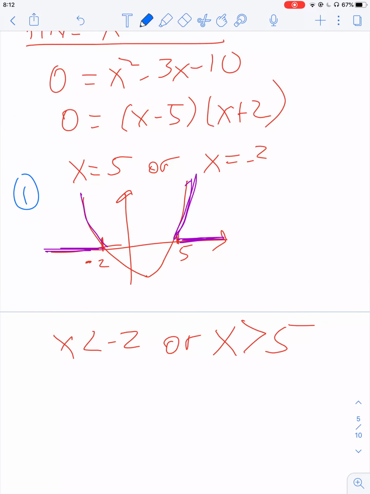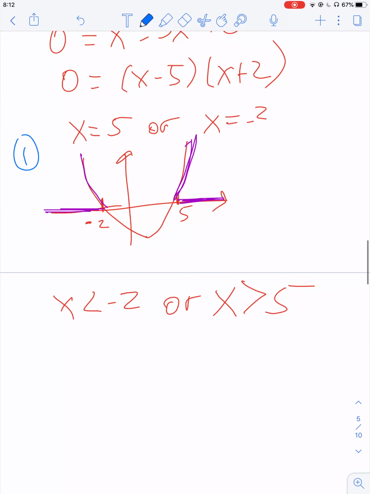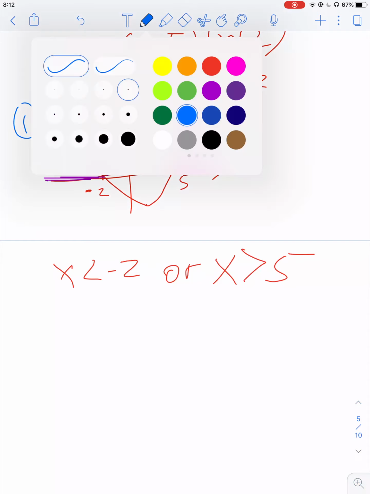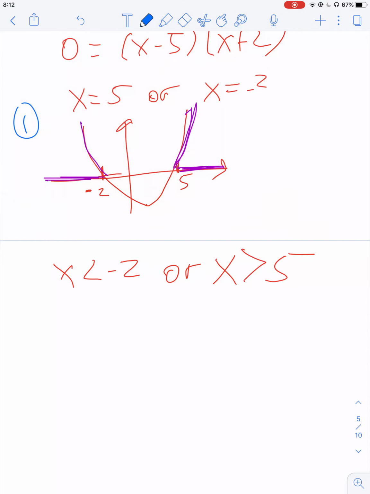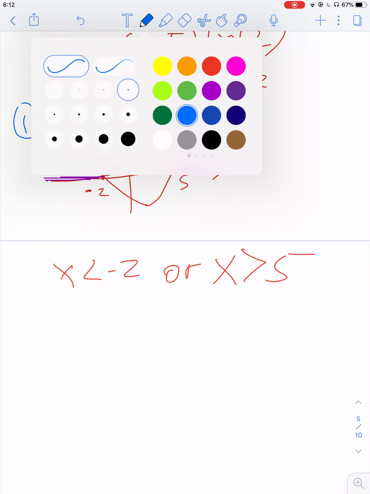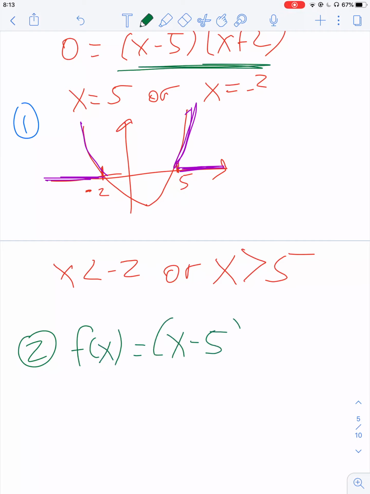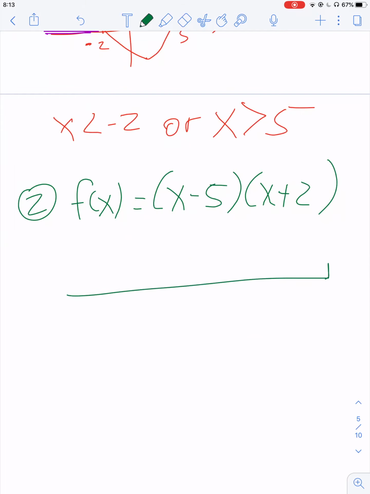Method 2: instead of drawing the function, I'm just going to write down what the function is. So I know that my function, let me use a different color, f of x equals, in the factored form, x minus 5, x plus 2. Now these are my two roots. So I'm going to draw a number line and place those values.